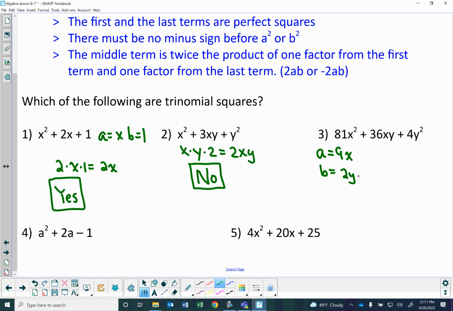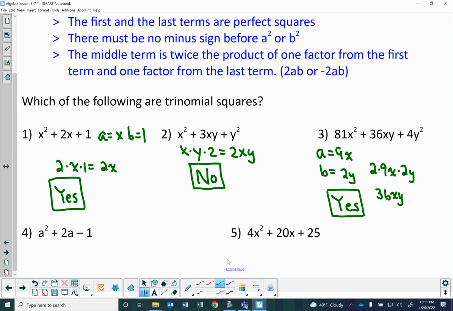Is my middle term 2 times 9x times 2y? Well, 9 times 2 is 18. 18 times 2 is 36xy. Yes, my middle term is 36xy, so yes, this is a perfect square trinomial, or a trinomial square.